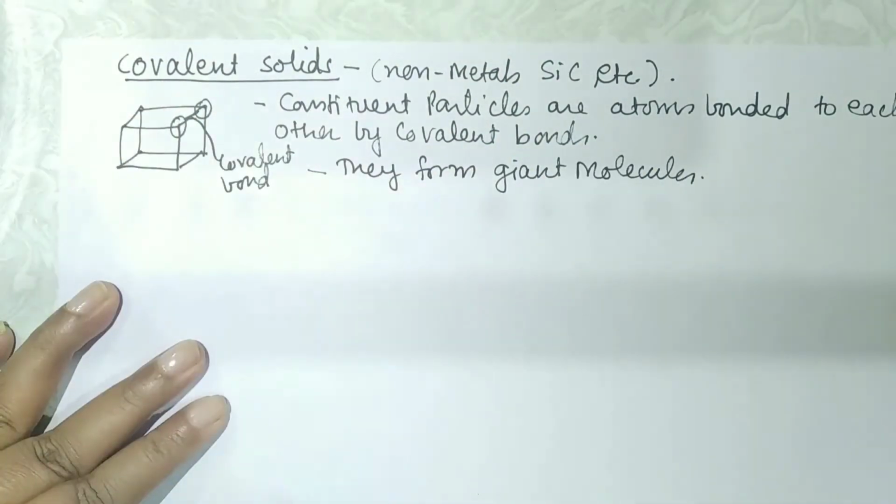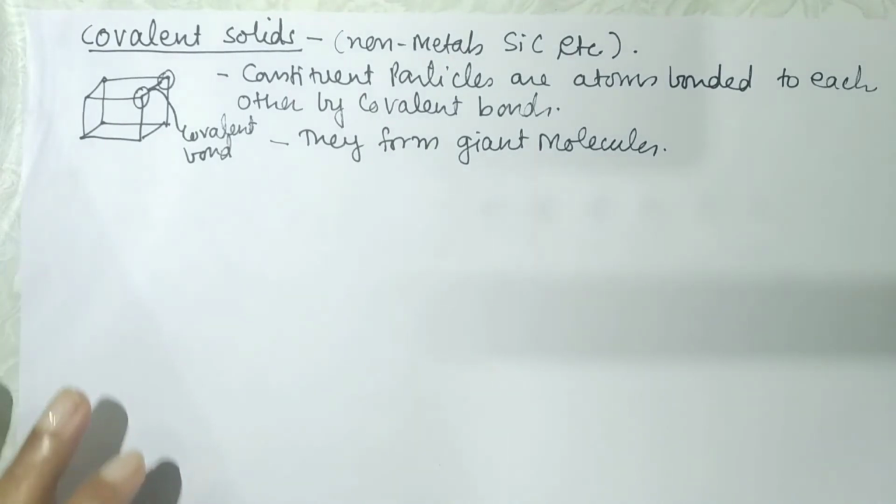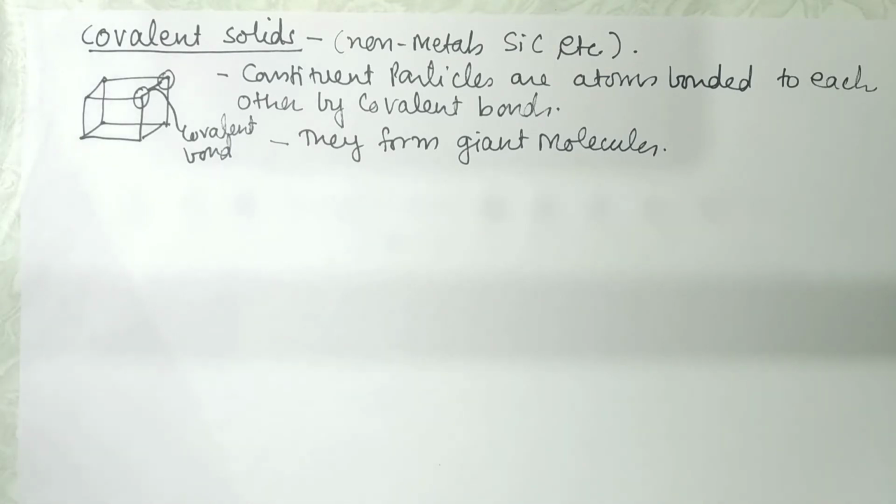So students, covalent solids are also called network solids. One of the most common examples of this crystal is diamond, in which the carbon atoms are linked together by covalent bonds forming a three-dimensional structure. So let us see the characteristic properties of those solids.